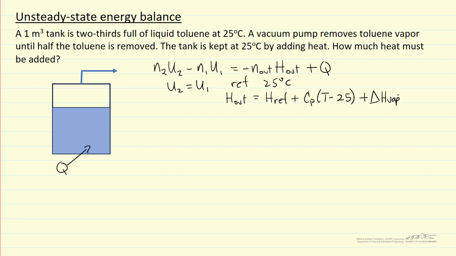We set the reference to 25, so these two are equal to 0. Well, that means H reference, which is essentially equal to U reference for a liquid, is also 0. So therefore, H out is just equal to the heat of vaporization. Well, the left side is 0, so the equation can be rearranged to be the number of moles out times delta H of vaporization. That's equal to Q.